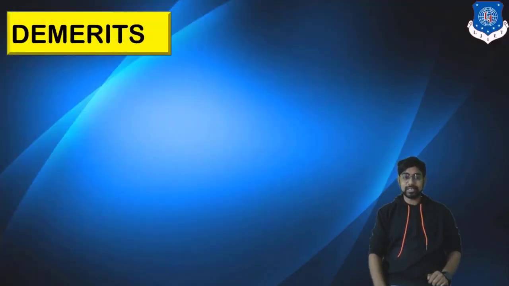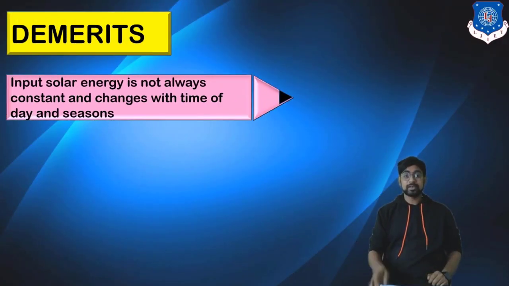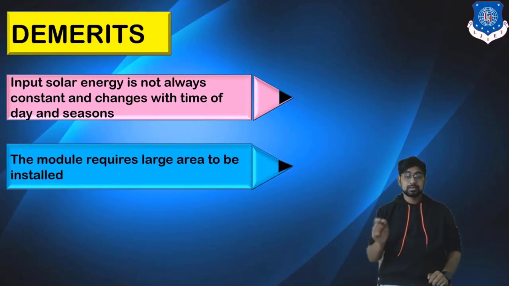Now last we are going with the demerits. Demerits will tell you the input solar energy is not always constant but changes with time. That is the day and the season. So seasonal, for example, in the rainy season you are getting comparatively less output. In summers you are getting comparatively higher. The module requires a large area to be installed, so practically we are getting short of areas. But with this methodology, instead of open ground, we will be using the rooftops of the buildings.